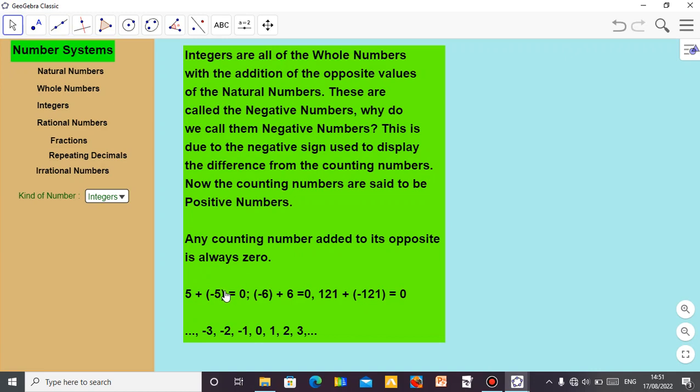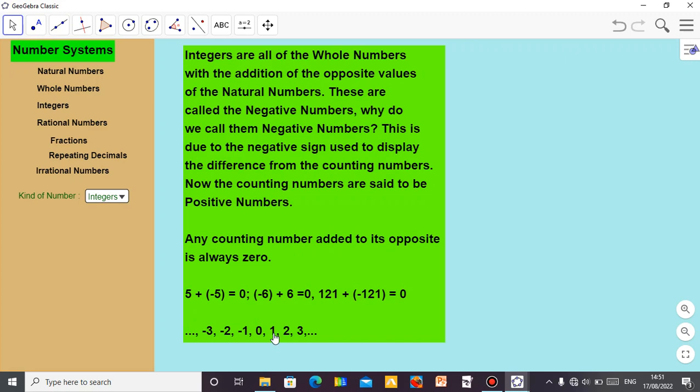So this is just a simple observation. When you add a positive number to its negative, it must always end up 0. Just like 5 plus minus 5, it will always end up as 0. Minus 6 plus 6 will always end up as 0. 21 plus minus 21 will always end up as 0. So very, very important.